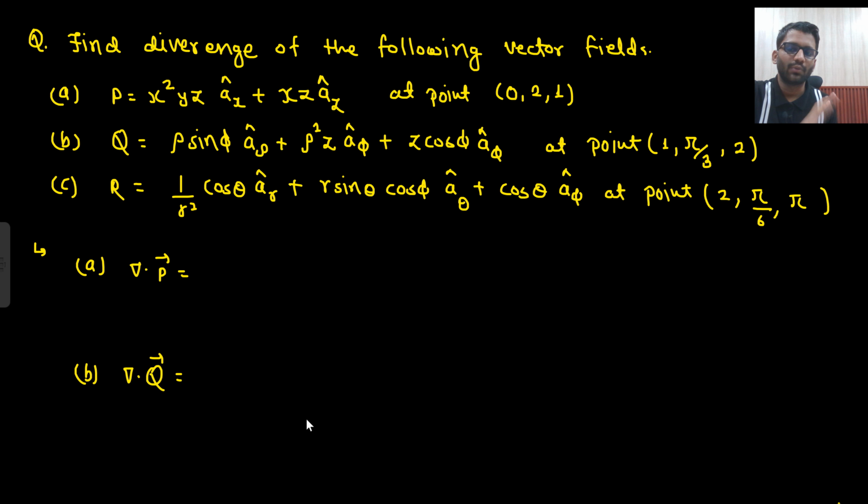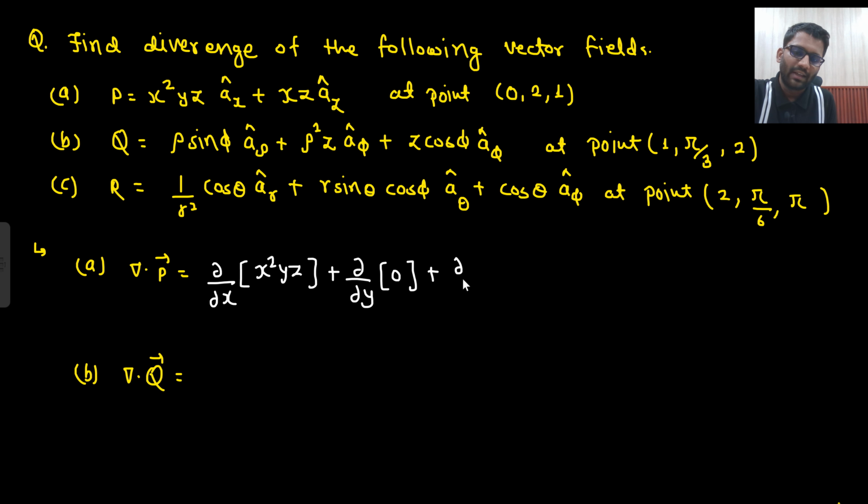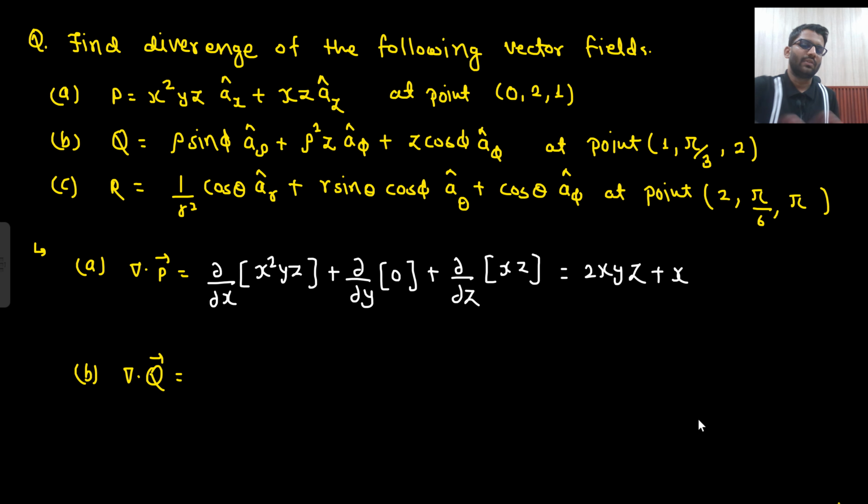So you just need to solve by the simple formula. What are you going to write? Del by del x, then the ax term will come, that is x square yz, plus del by del y, then the ay term, which is not even there, 0, plus del by del z, then the z term, xz, will come. So what you are going to get? 2xyz plus x, since dz by dz will be 1. So this is the answer you are getting.